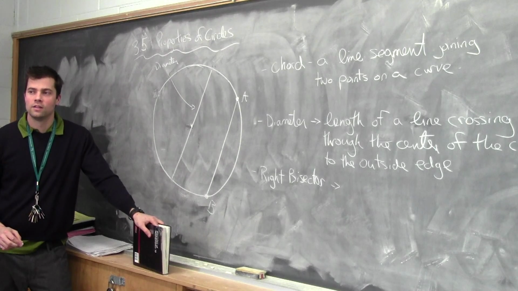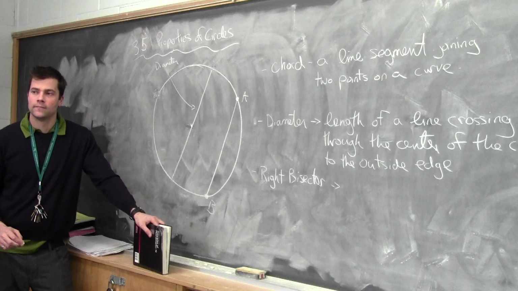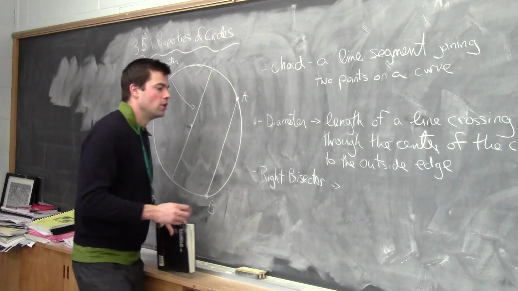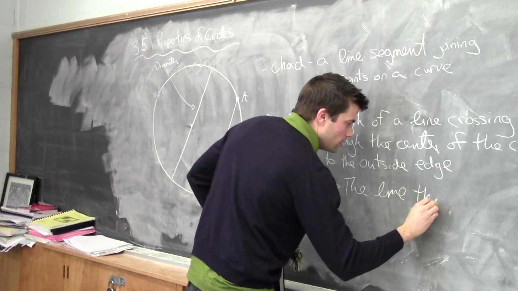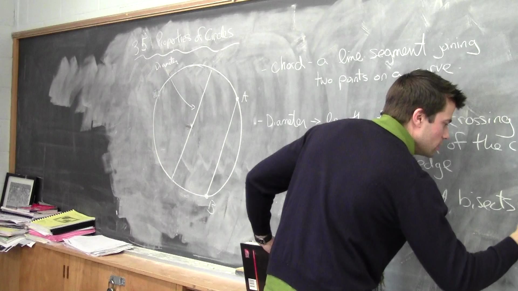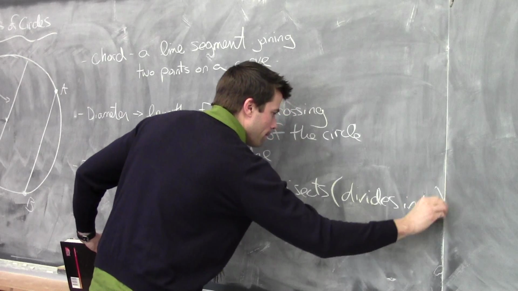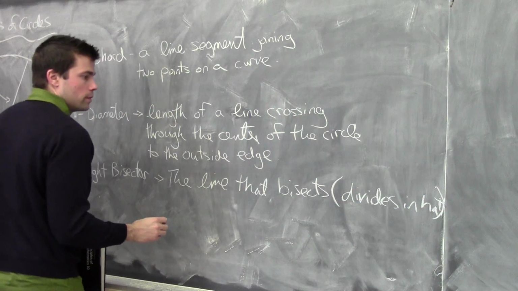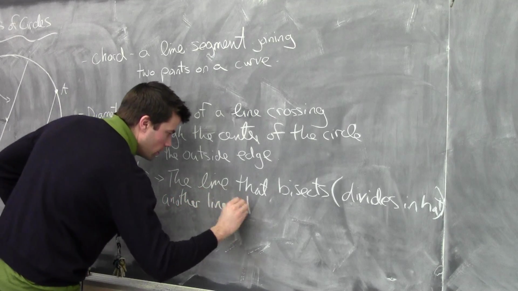Is it the line that bisects one line at 90 degrees? Excellent, good. So a right bisector is, in Jonathan's words, the line that bisects (I'm going to put in brackets here in case you're not sure what bisects means: divides in half) another line at 90 degrees.